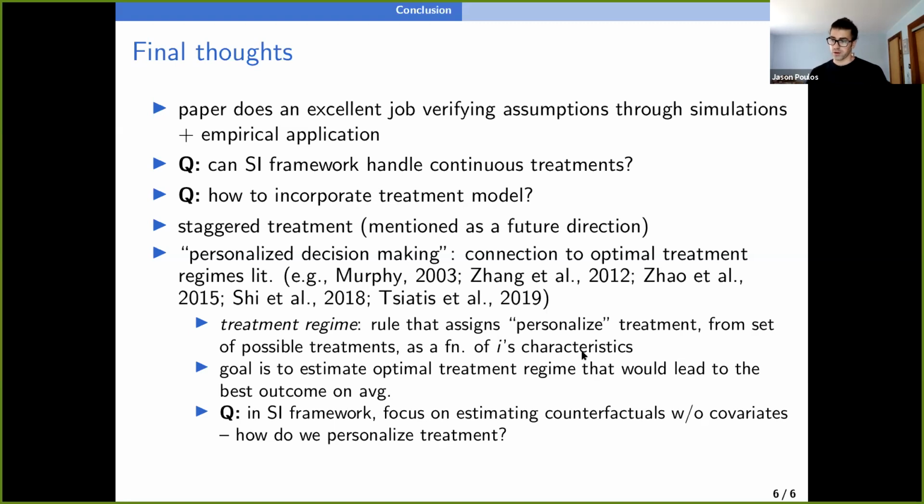And so finally, my question would be, in the synthetic interventions framework, we're considering estimating counterfactuals without covariates. Is there a way to personalize treatment, or what is the way that we can decide what the optimal treatment is for an individual? Thank you.